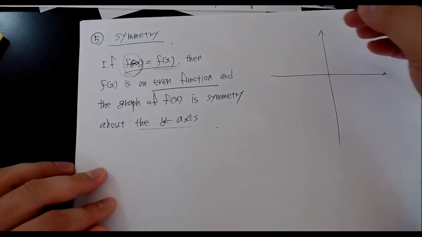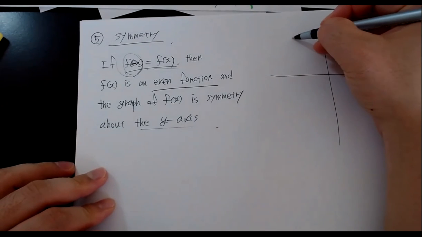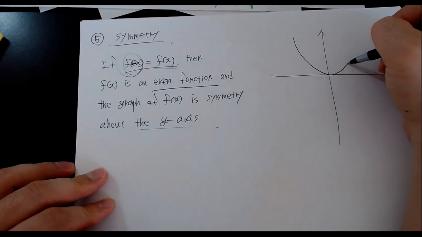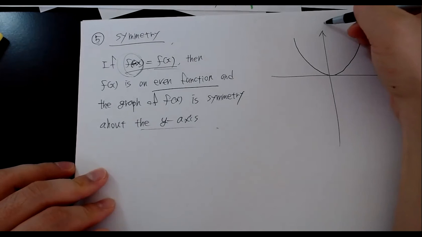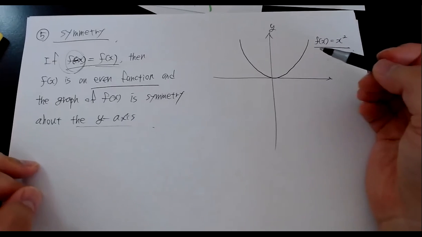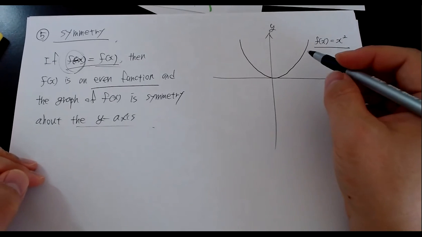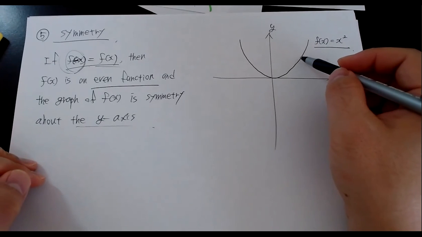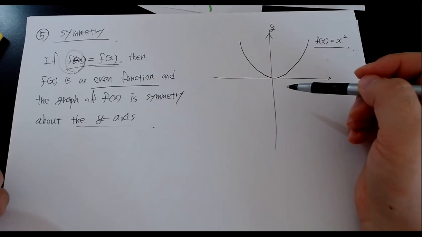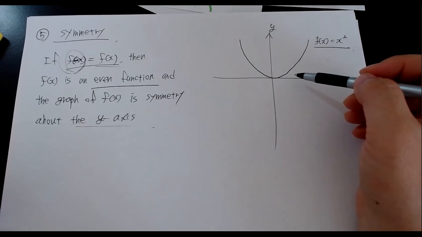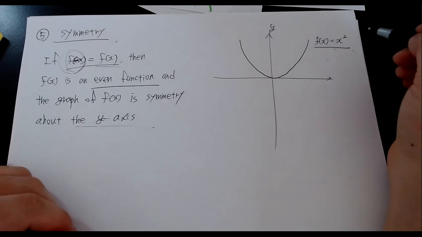So one of the popular examples is the square function. Think about this: f of x equals x squared. You see, this is symmetric about the y-axis, right? Because when you reflect the graph of x squared, a parabola, about the y-axis, we're going to get exactly the same shape of the graph of x squared. So this is an even function.